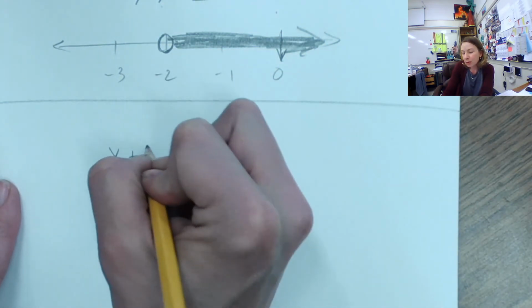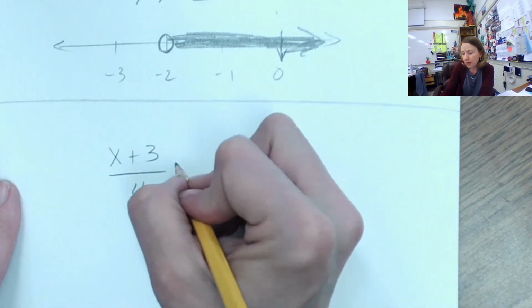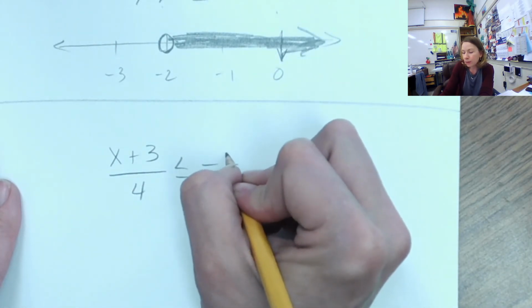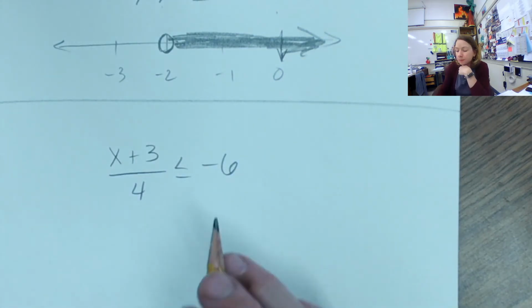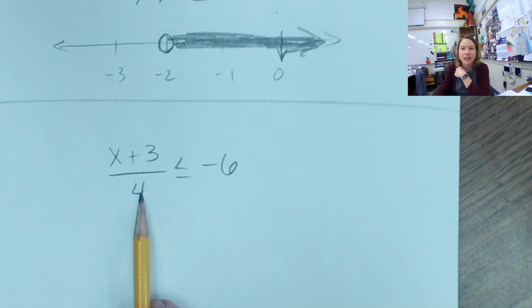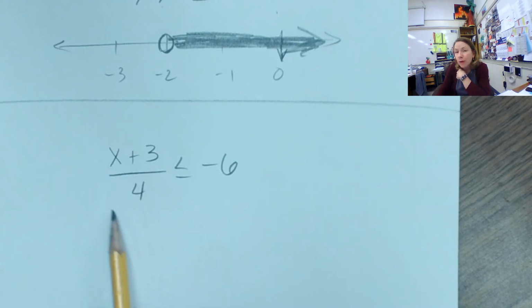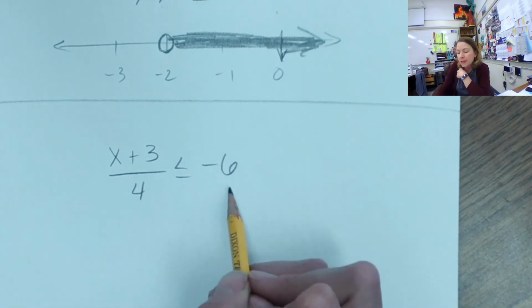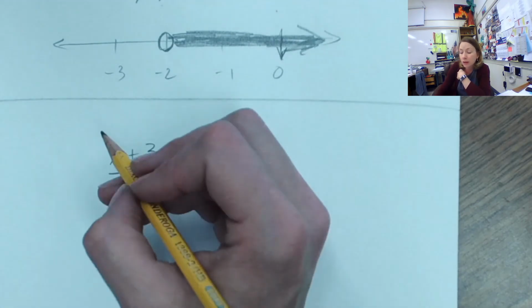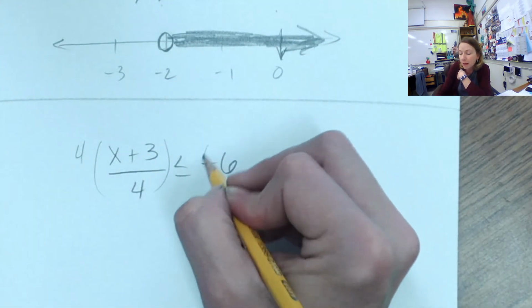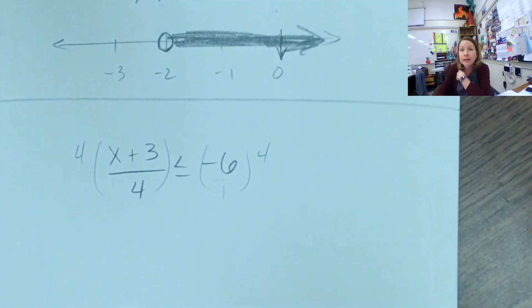Let's say I've got x plus 3 all over 4 is less than or equal to negative 6. Okay? So for this one, I've got this weird fraction thing here, right? And if we remember, if I want to get rid of fractions, what can I do? Well, I can look at the denominators, right? This is over 1. I can multiply everything by a common denominator. So if I multiply everything by 4, then I can get rid of my fractions.